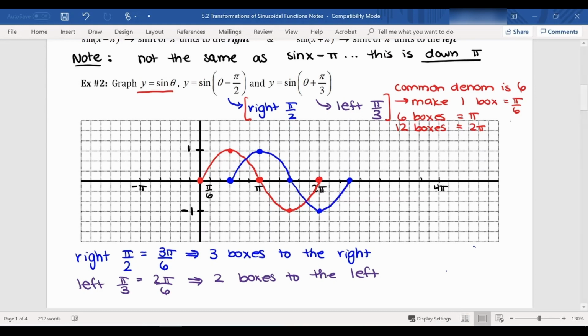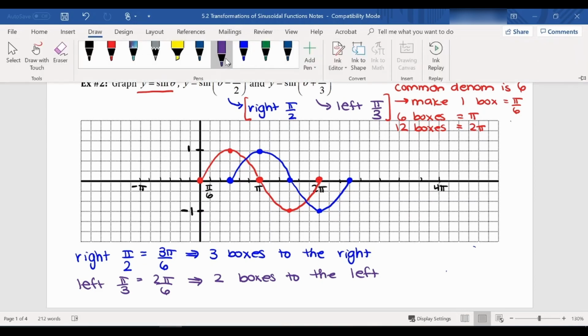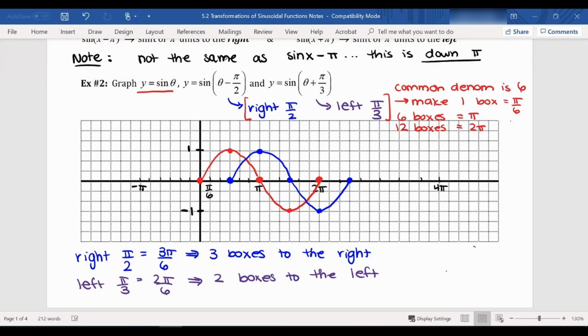So it should not look like it has expanded at all. It should not look like it has been moved up or down. It should not look like any of that has happened. It literally has just shifted. And we can do the same with our left, but this time, instead of moving by 3, we're moving left by 2 boxes. So back with my original red curve, moving all my points 2 boxes to the left.